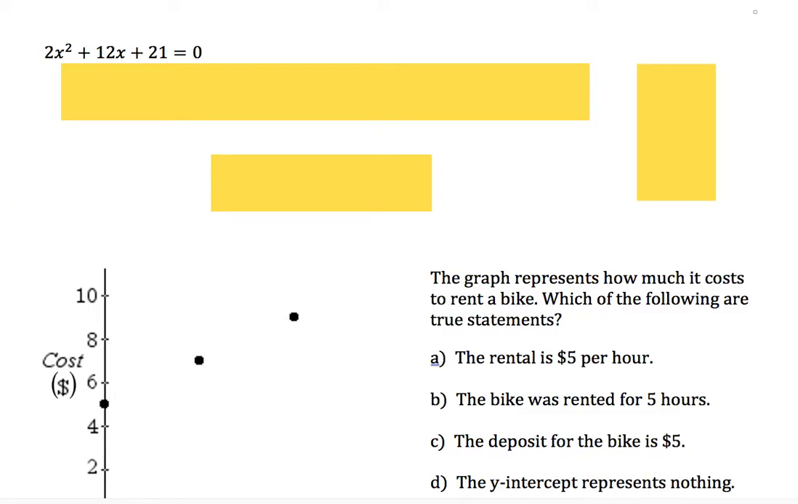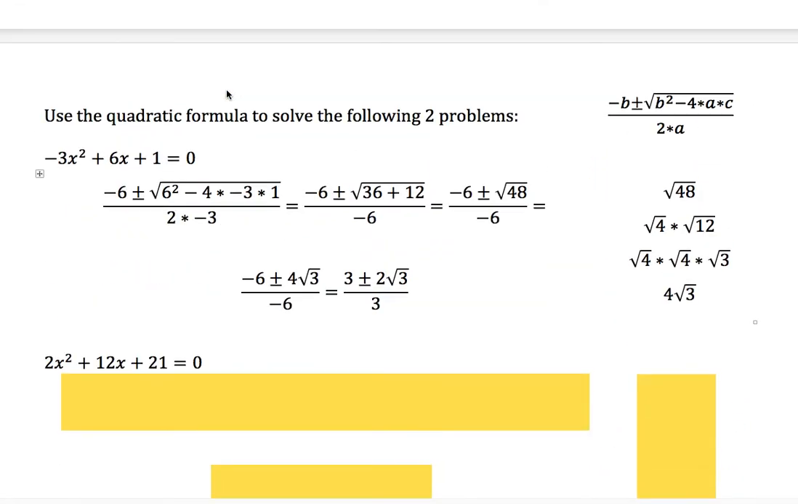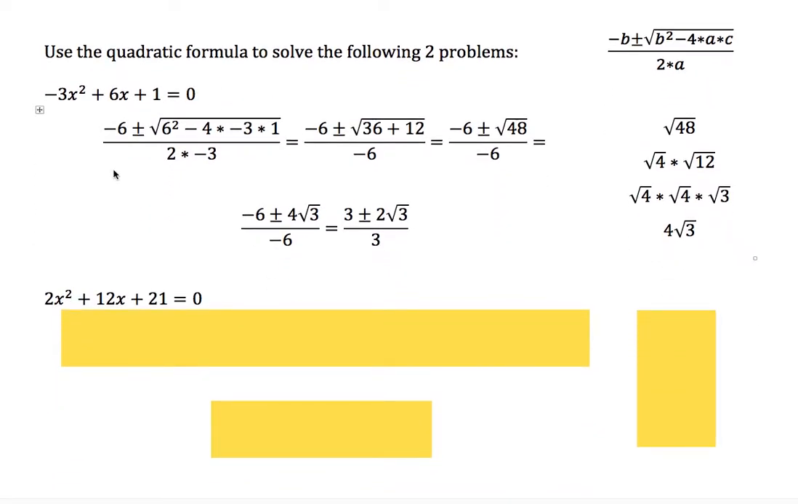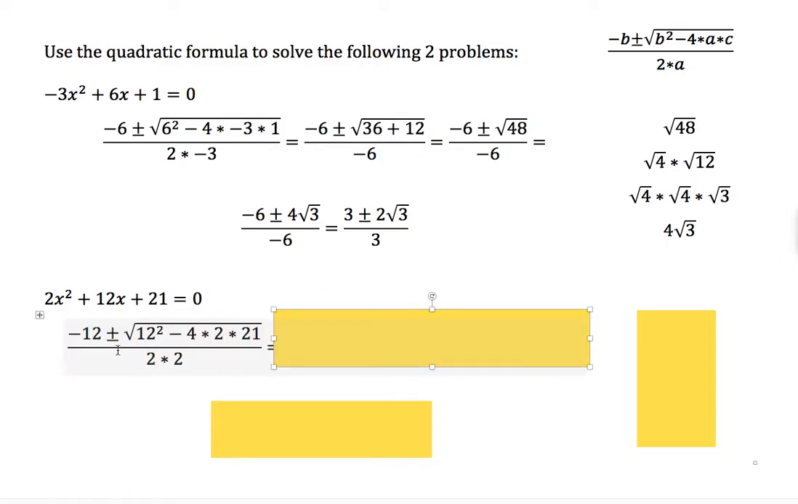Sorry, let me get rid of that arrow. There we go. This is the second problem we are using the quadratic formula for. So this time my B value is 12, my A value is positive 2, and my C value is 21. So I'm going to set up the equation like I should. Negative 12, there's 12 squared here. Negative 4 times 2 times 21. And then in the denominator, 2 times 2 because of the A value there.